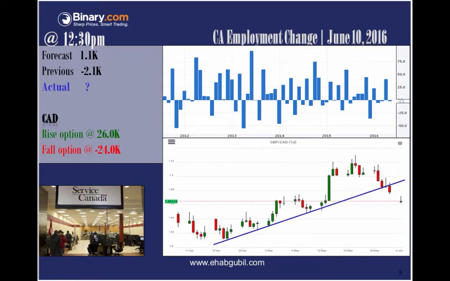Canadian employment change will be released on June 10th at 12:30 p.m. We'll be getting the Canadian employment change figure this week, and since it's not being released along with the U.S. non-farm payroll, we should see plenty of market reaction directed at this release. It's forecasted at 1,000, with the previous release at minus 2,000. How to trade this news?